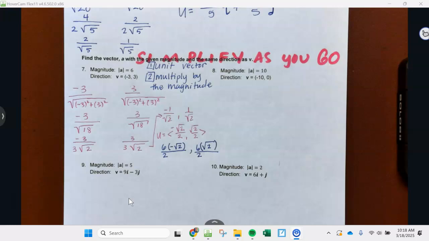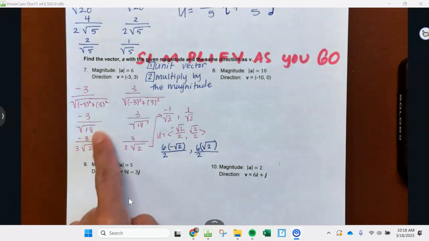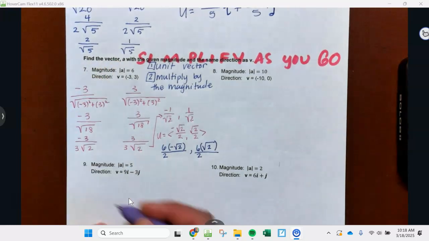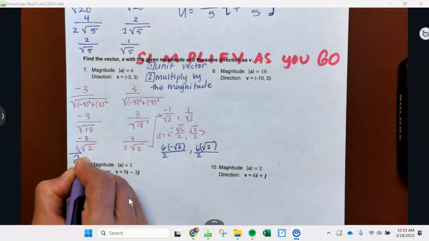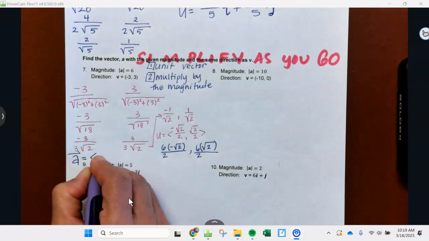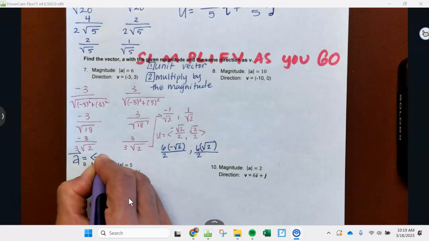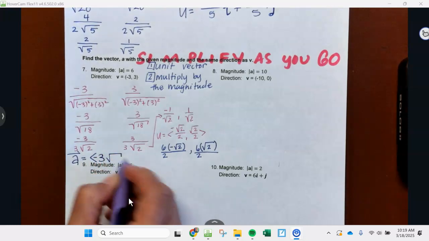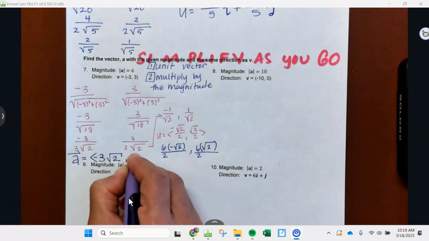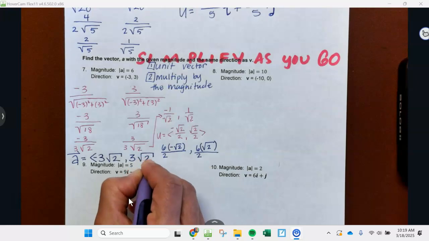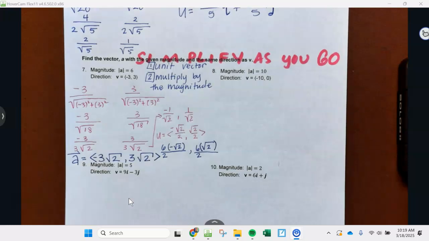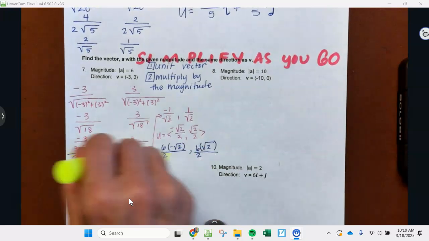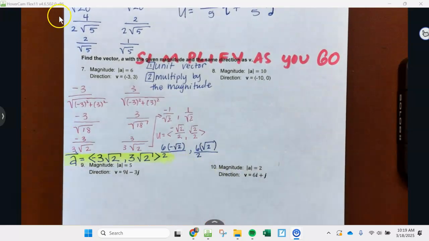So the vector that they wanted us to find, remember they wanted us to call it vector A. So I'm going to write it right here. I'm going to use my symbols. And I'm going to write it in component form. This is going to be negative 3 square root 2, because 6 divided by 2 is 3, positive 3 square root 2. So that's the answer. So you find the unit vector and then you multiply by the magnitude.